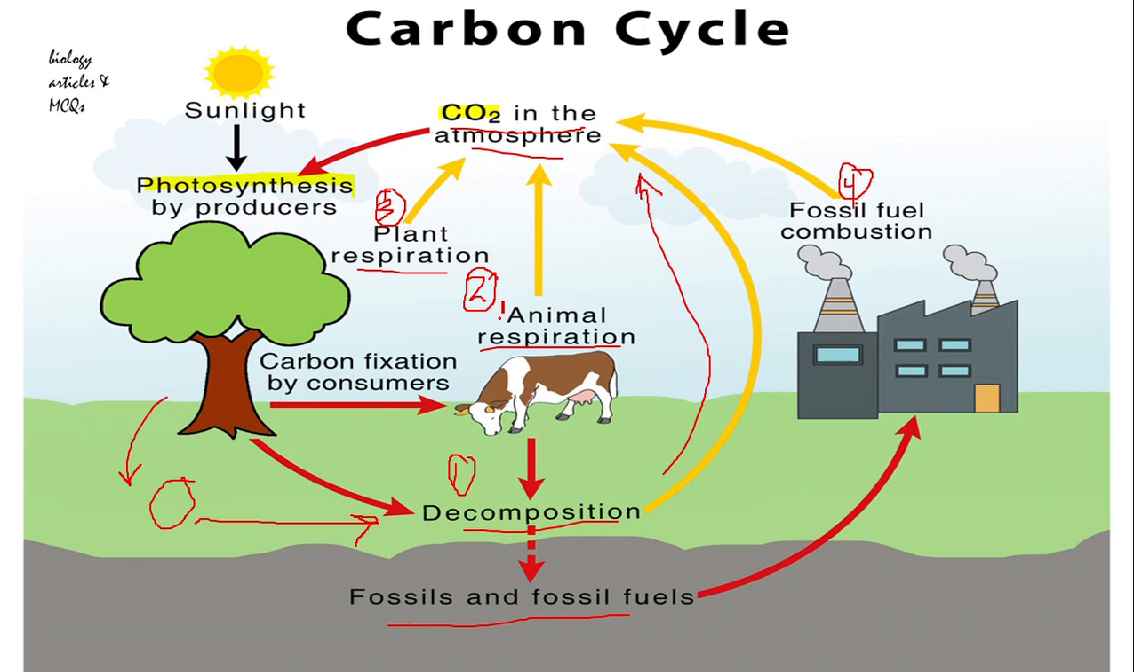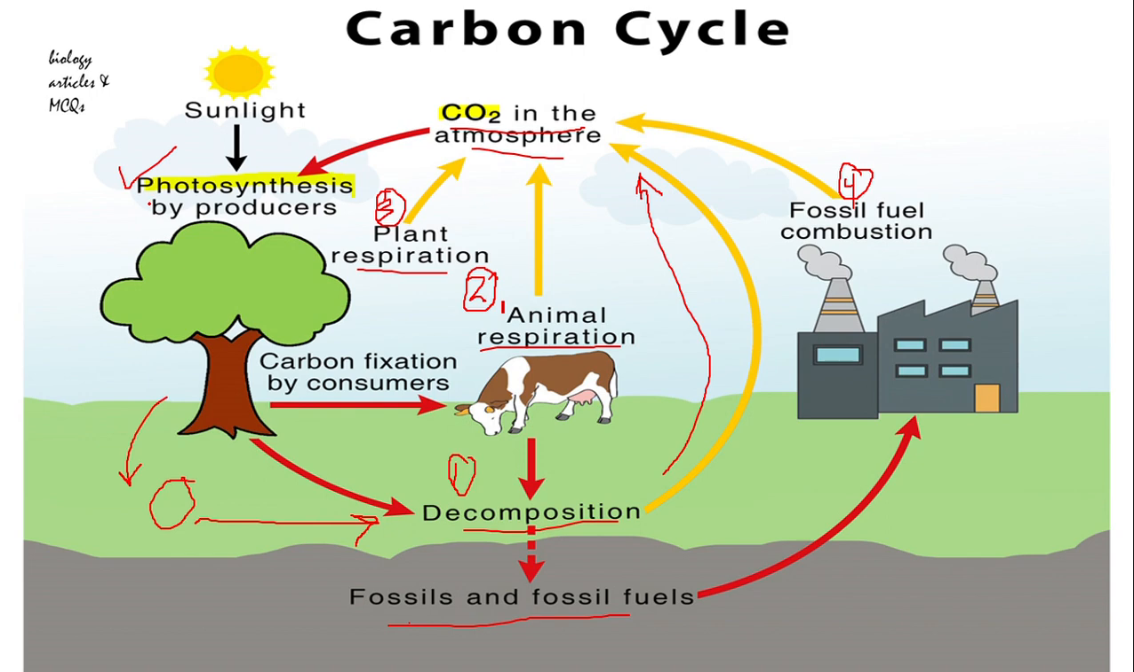The first process that is increasing the carbon dioxide in the atmosphere is decomposition. The second process is animal respiration. Third is plant respiration, and the fourth process is fossil fuel combustion. These are increasing the carbon dioxide in the atmosphere. And the one and only process that is using carbon dioxide is photosynthesis.